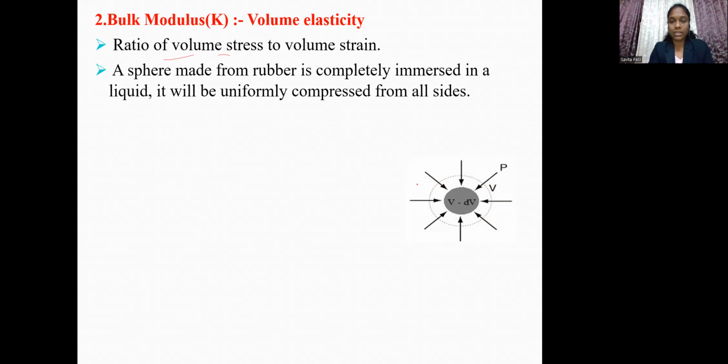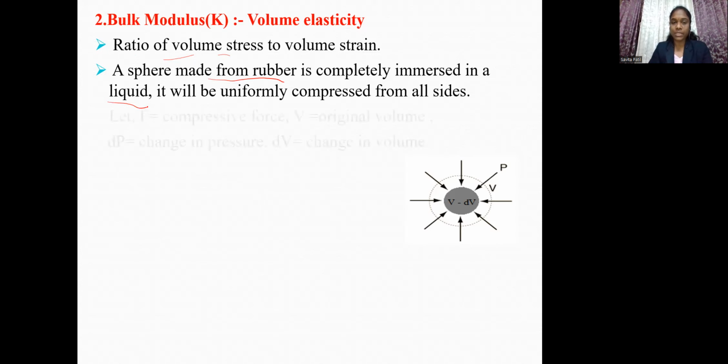In this figure, this is a sphere, and this sphere is made up from rubber. And this sphere, represented by this dotted circle, is a sphere made from rubber. This sphere made up from rubber is completely immersed in a liquid.